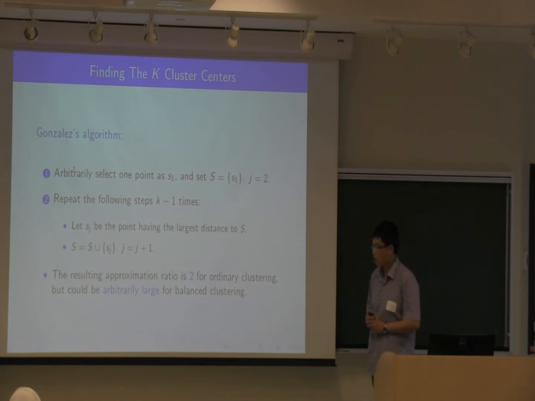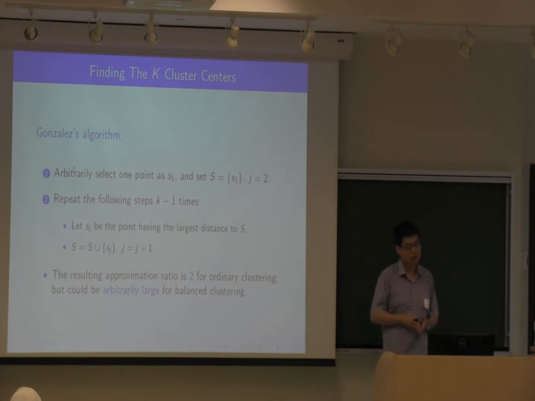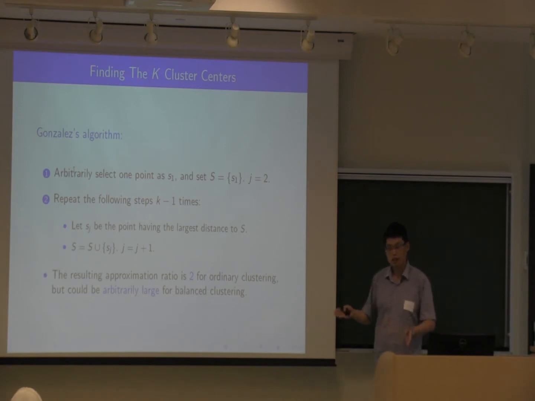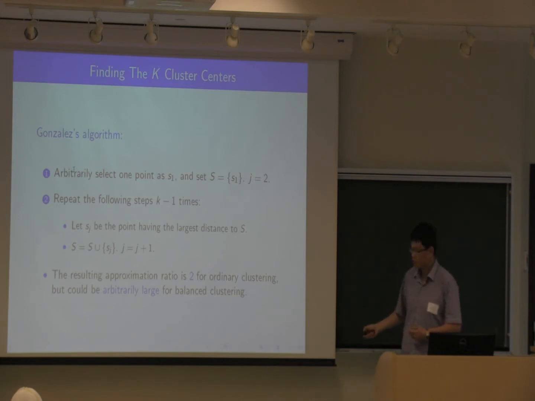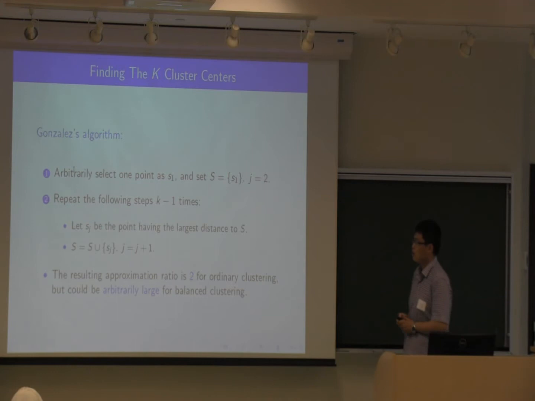Using the triangle inequality, one is able to prove that the selected K points can generate a 2-approximation, but it is only for ordinary clustering. The bad news is that if you directly apply this idea to balanced clustering, the resulting approximation ratio could be arbitrarily large. Actually, we constructed an example to show this claim, but due to the time limit, I just omit this example in this talk. So, how to solve this issue?